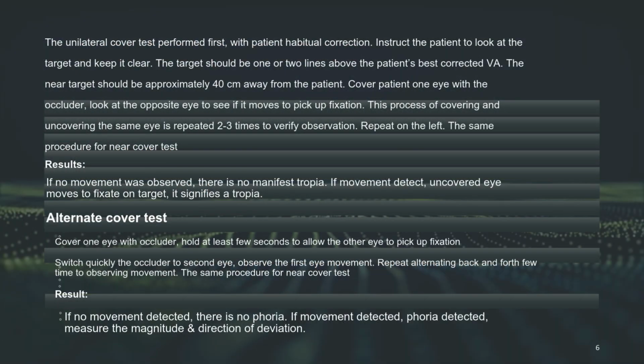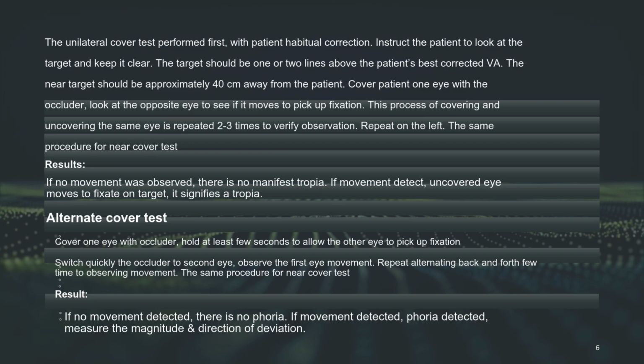The unilateral cover test is performed first, with the patient's habitual correction. Instruct the patient to look at the target and keep it clear. The target should be 1 or 2 lines above the patient's best corrected VA. The near target should be approximately 40 cm away from the patient.